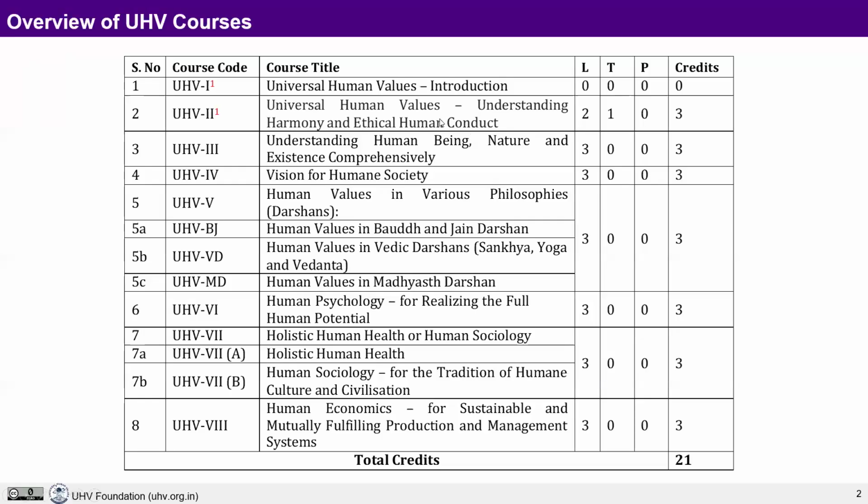So we are all acquainted with the minor degree in human values. If you look at the foundational courses, in the first year, we have the introductory component in the introduction program. Then in the second year, we have the mandatory course, UHV-II, Universal Human Values, Understanding Harmony and Ethical Human Conduct. Then the higher level courses either form electives or are a part of the minor degree. UHV-III is Understanding Human Being Nature and Existence Comprehensively, and many of us might have attended the UHV-III workshop last year. Then UHV-IV is Vision for Humane Society.